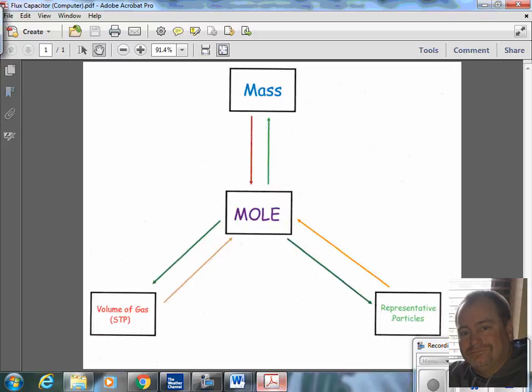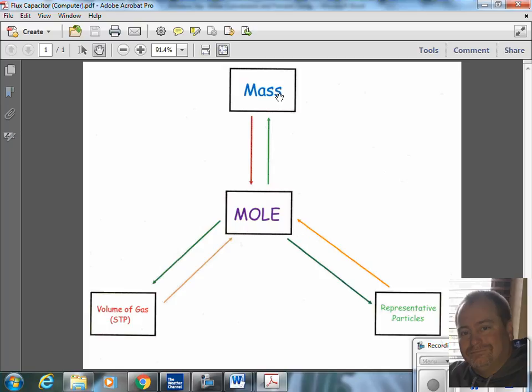Let me sneak back to my flux capacitor. Where are we at? Where are we starting at with this problem? Down here at representative particles, correct? Where do we want to go to? To mass. Is there a line straight to mass from representative particles? Absolutely not. So this is a two-part question. We have to first convert to moles, then we can go to the mass. Once again, representative particles convert to moles, then moles to mass.